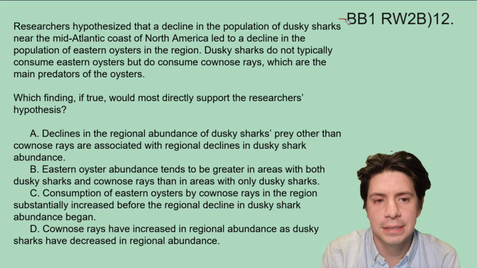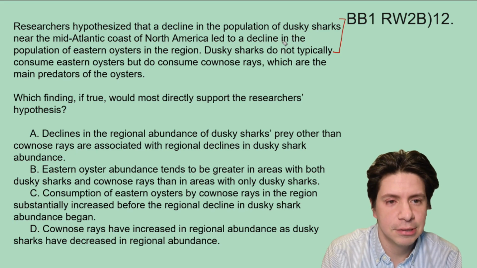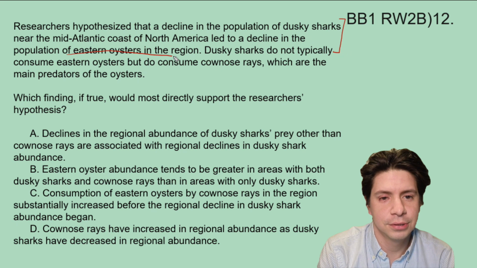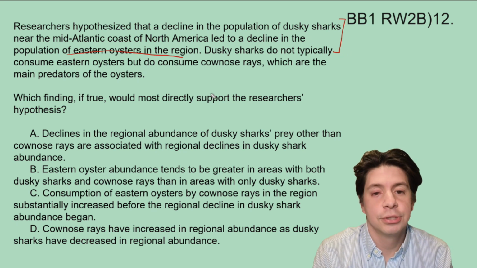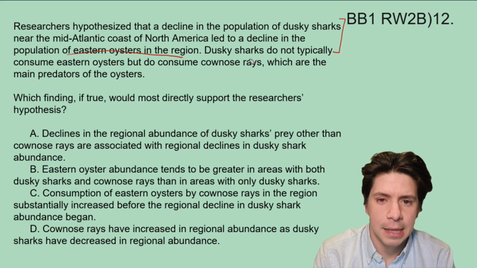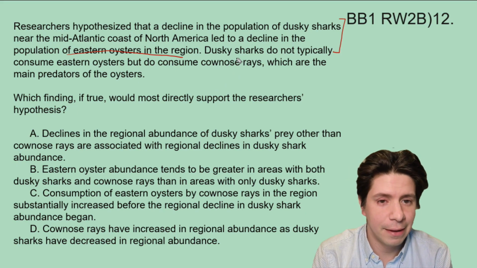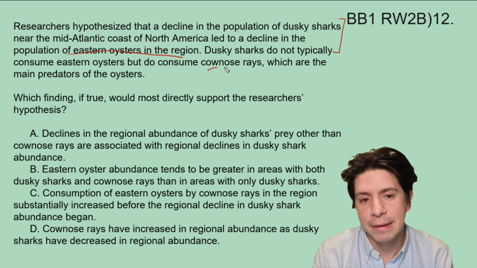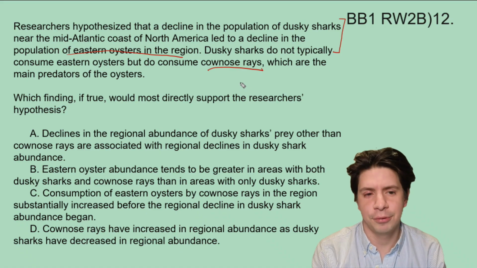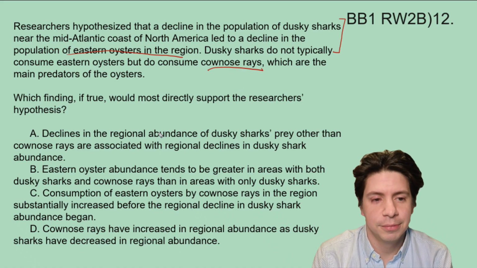So the hypothesis is that a decline in the population of dusky sharks near the mid-Atlantic will lead to a decline in the population of eastern oysters in the region. So what would show this is true? Well, the connection is saying basically that because dusky sharks don't eat oysters, they're not hurting them in that way, but they do eat their main predators, cownose rays, and that would help the oysters because then they'd have less of the predator. That's the connection I'm seeing. So which piece of evidence would help that?